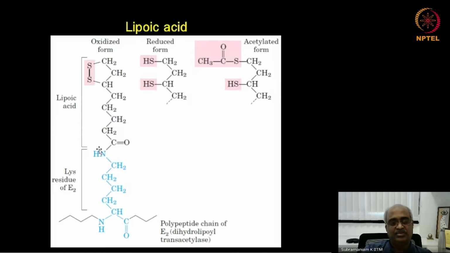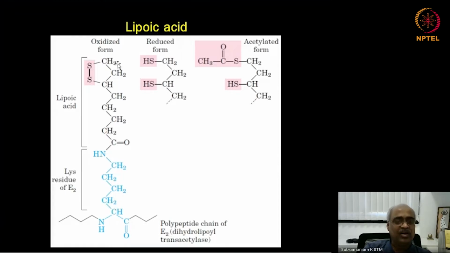So this is the epsilon NH2 of the lysine. To that it is attached. So this is called the lysyl lipoyl group. And where is this lysine coming from? Obviously it is part of a protein, and that protein is one of the 3 enzymes in the pyruvate dehydrogenase complex. I'll name all 3 one by one when we go into it. So it is covalently linked to an enzyme's amino acid side chain.